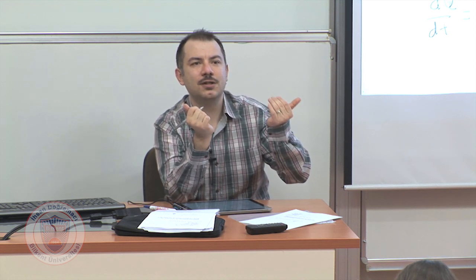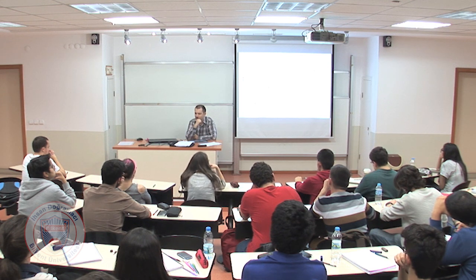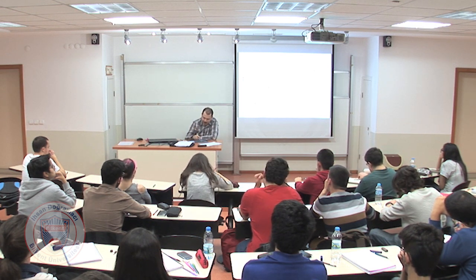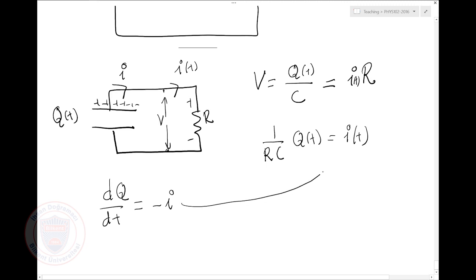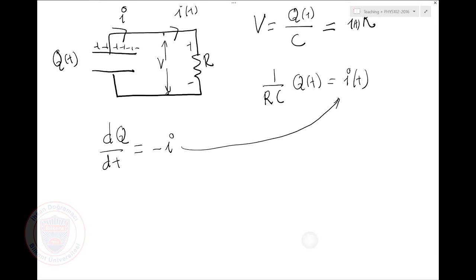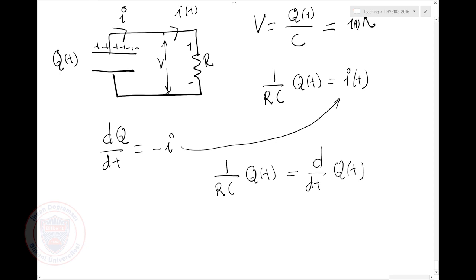Where are these charges coming from? The charges that are carried as current are coming originally from the capacitor. So the current on my wire must equal dq dt in absolute value. And because it's leaving the plus terminal, I put a minus sign in front. Now I'm going to replace I here with this. 1 over RC Q of t is d by dt Q of t.